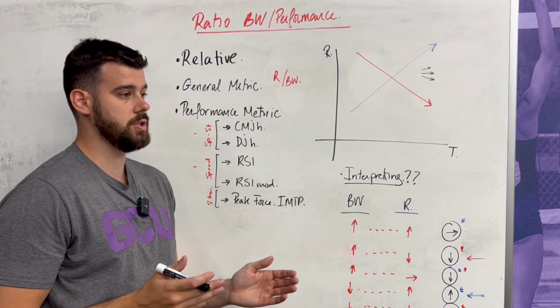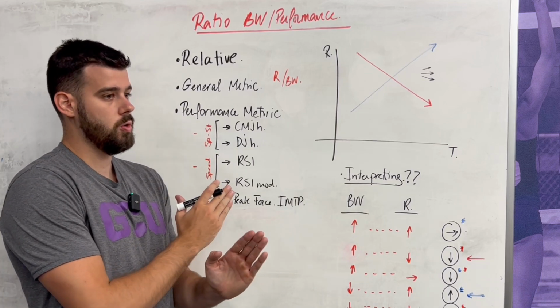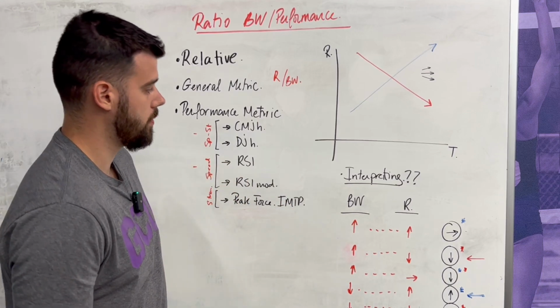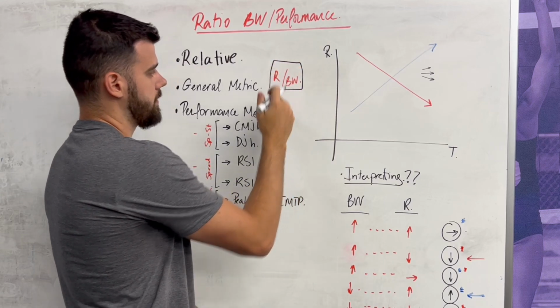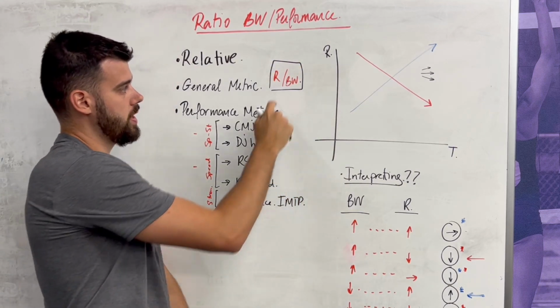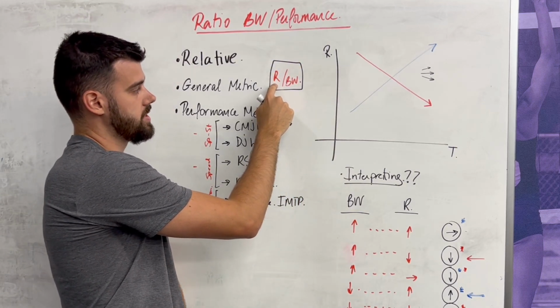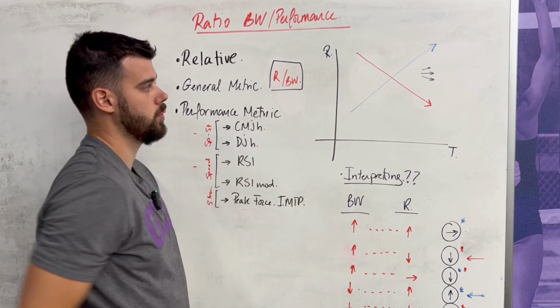In terms of sprinting, you will have to change the order that you create that ratio. What I mean with that is that we're going to use this way of calculating it. The performance ratio metric is going to be at the top, and at the bottom, we're going to have body weight.